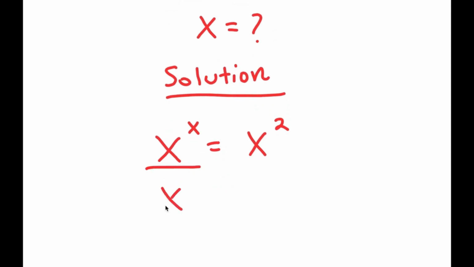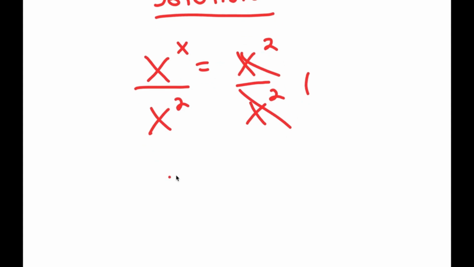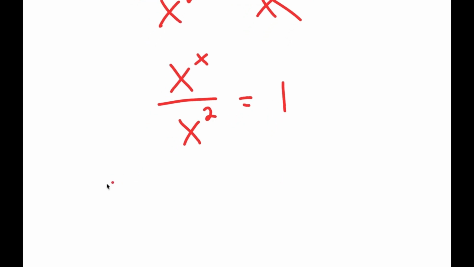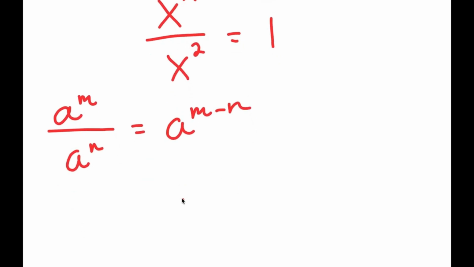So if I divide both sides by x to the power of 2, I get x to the power of x over x to the power of 2 is equal to x to the power of 2 over x to the power of 2. The right side cancels out, and I get 1. So x to the power of x over x to the power of 2 is equal to 1. Now, if I have something in the form a to the power of m over a to the power of n, this is the same thing as a to the power of m minus n. So x to the power of x over x to the power of 2 is the same thing as x to the power of x minus 2, which is equal to 1.